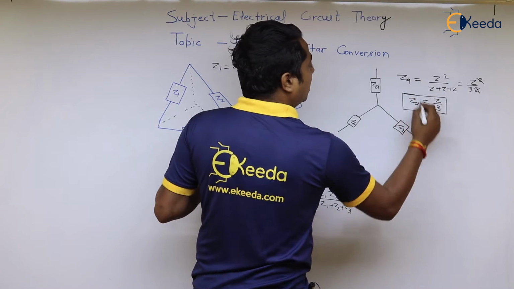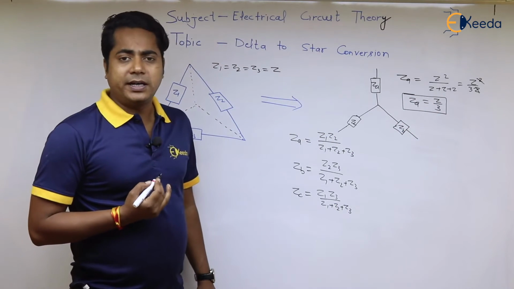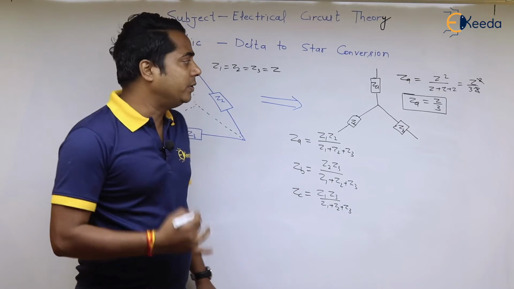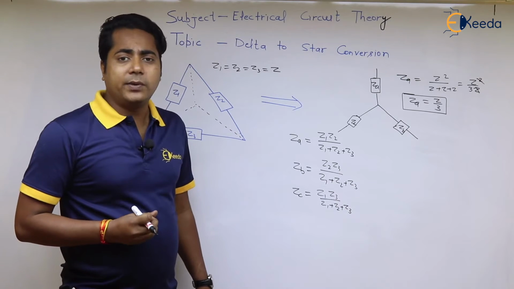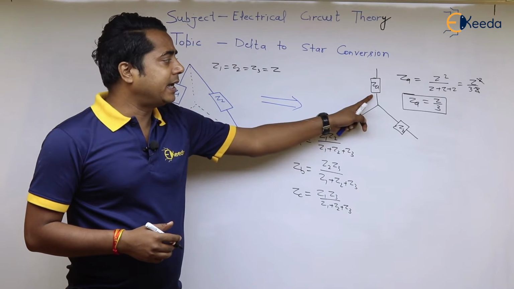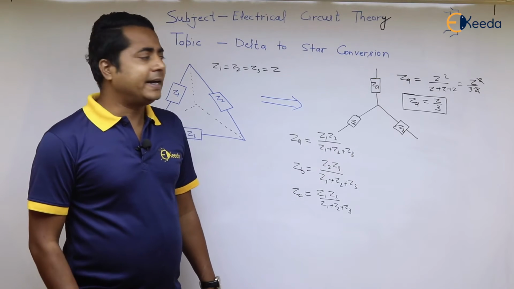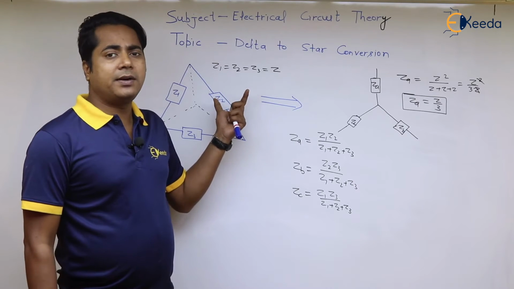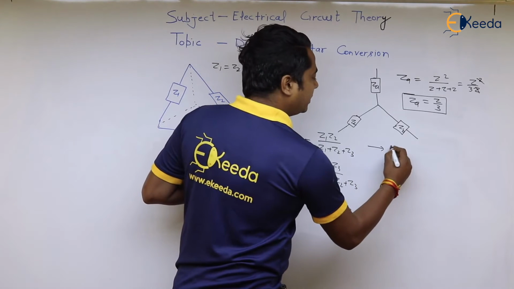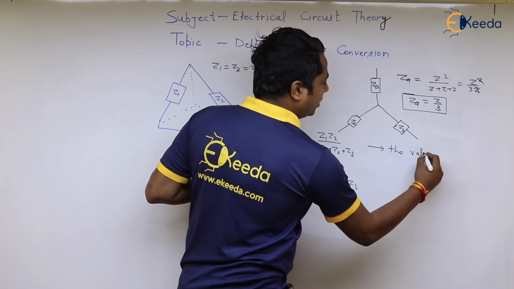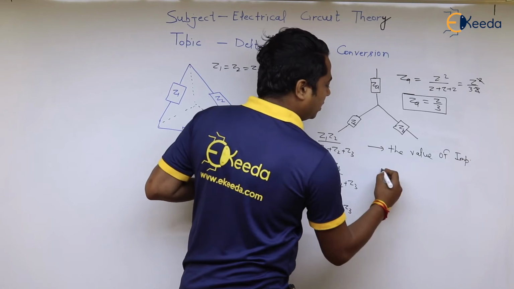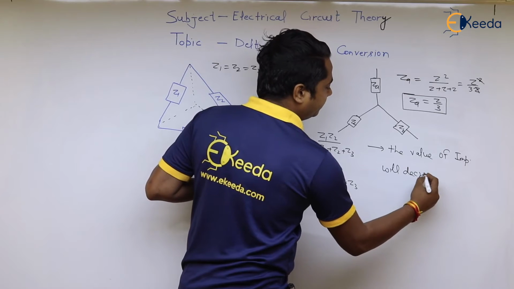It means whenever we are converting from delta to star, the value of impedance is going to reduce. And here, if the impedance values are the same, the equivalent star is coming out to be 1 by 3 times of Z. So whenever we convert from delta to star, the value of impedance will decrease.